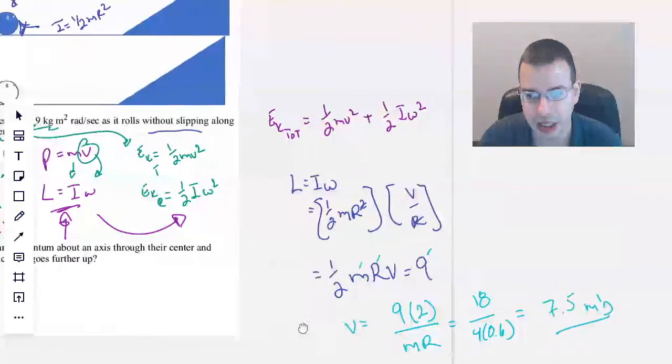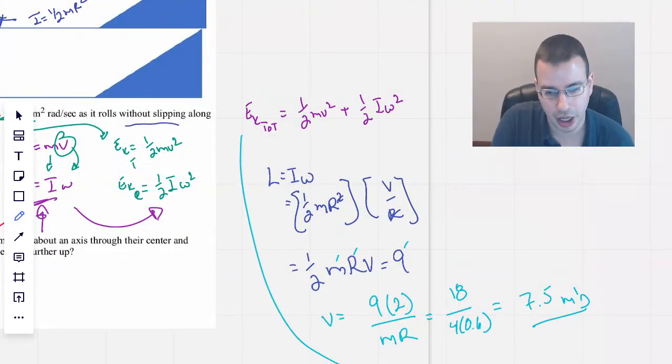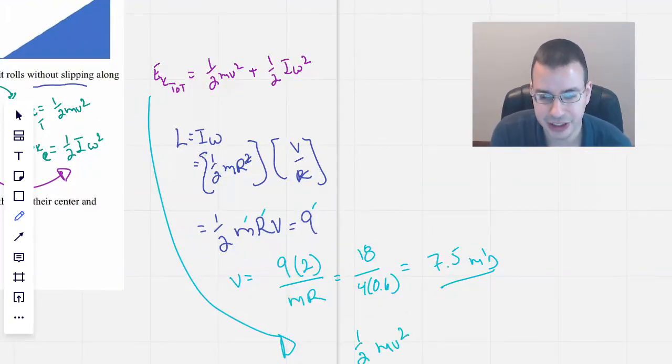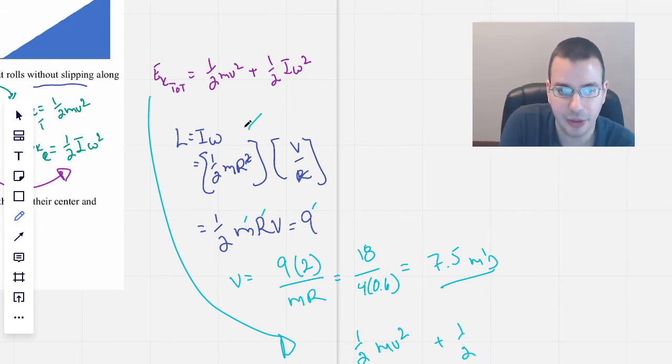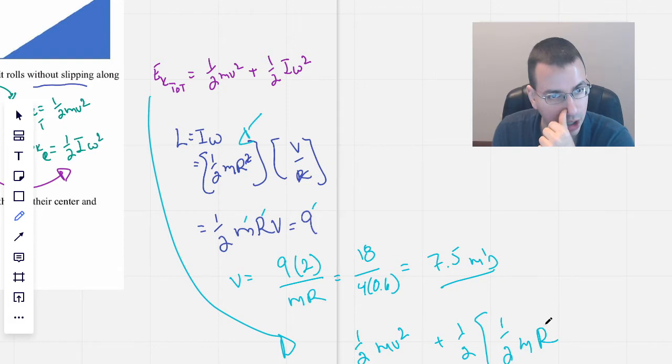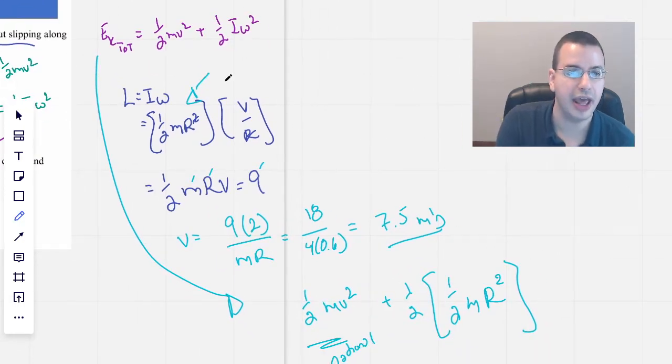Now I use that in our equation up here, our total kinetic energy. First thing I'm going to do is rewrite it, 1/2 mv squared. This is the translational. Terrible handwriting. Plus 1/2 I, where I is going to be the same I that we had before, 1/2 mr squared. So now we're looking at some sort of 1/4 value here, mr squared, and then omega squared.